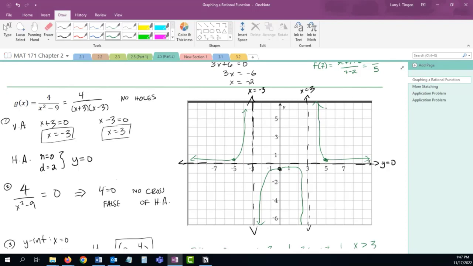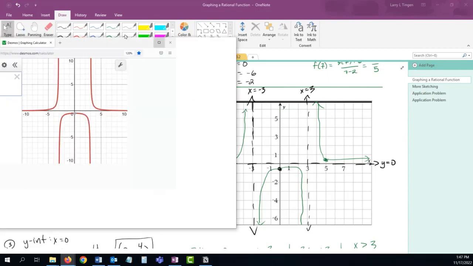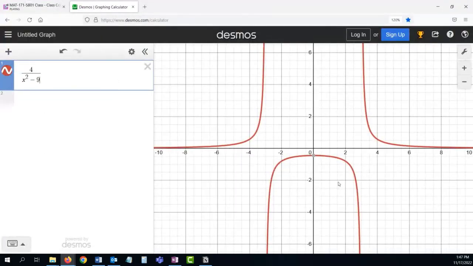Okay? And then, like I said, you have so much technology that it's almost offensive for someone that came up before this. Does that match up with the actual graph? Yep.